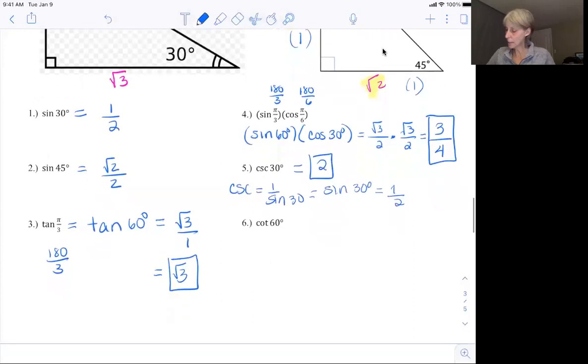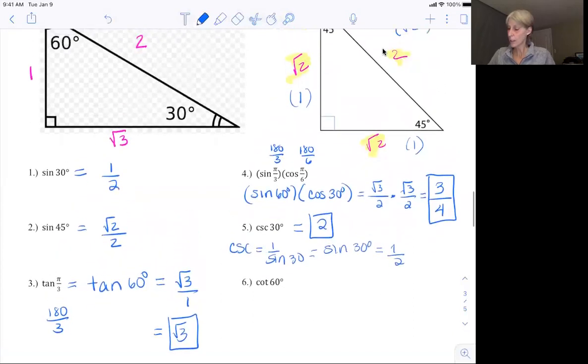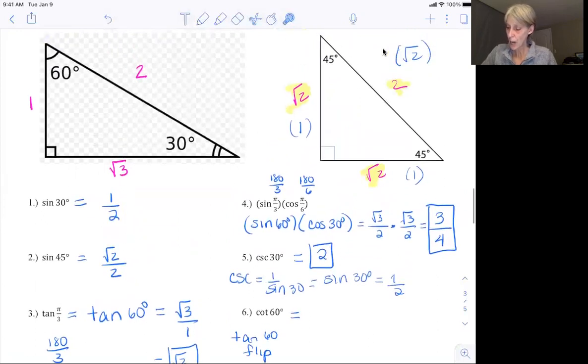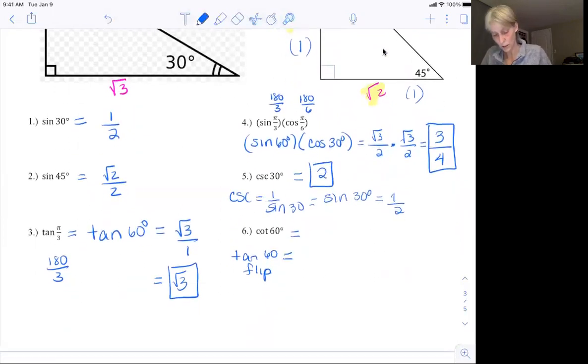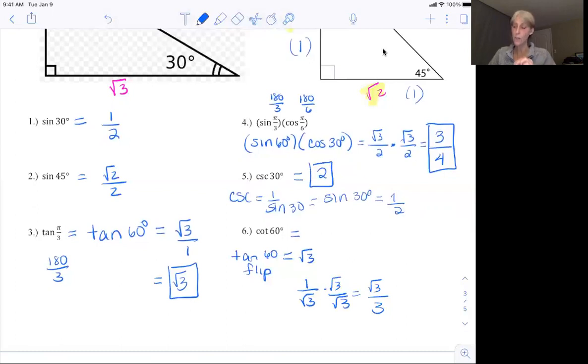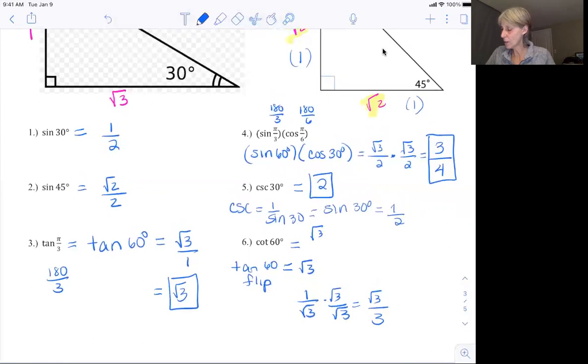And then in our last example, cotangent of 60. Cotangent of 60 is going to be tan 60 and flip. So I'm going to find the tan of 60 and flip it. The tangent of 60 degrees, opposite over adjacent. So the tan of 60 is radical 3. We're going to flip it. We get 1 over rad 3. I have to rationalize this because with trigonometry, when we say exact function values, we're not allowed to leave the radical in the denominator. And I get rad 3 over 3.